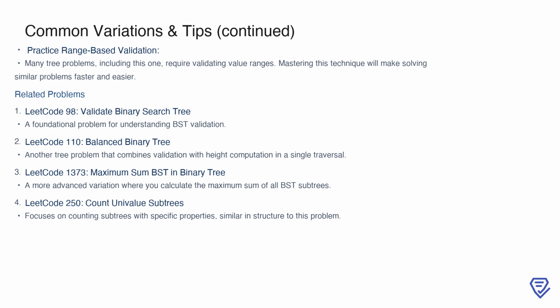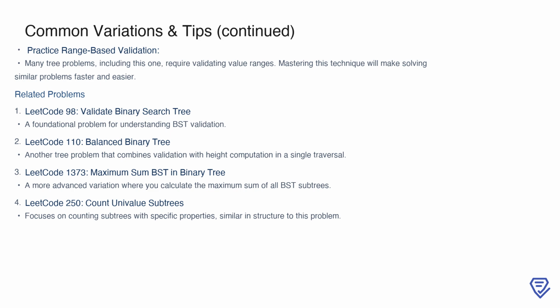Speaking of related problems, several LeetCode questions tie closely to this one. LeetCode 98, Validate Binary Search Tree, is a foundational problem that focuses on BST validation. LeetCode 110, Balanced Binary Tree, combines validation with height computation, making it another important problem to practice. For a more advanced variation, LeetCode 1373, Maximum Sum BST in Binary Tree, requires you to calculate the maximum sum of all BST subtrees. Finally, LeetCode 250, Count Univalue Subtrees, is another interesting challenge where you count subtrees that meet specific conditions, which is very similar in structure to this problem. Working through these related problems will strengthen your understanding of binary tree algorithms and prepare you for a wide variety of scenarios.